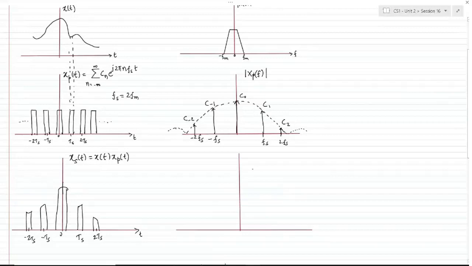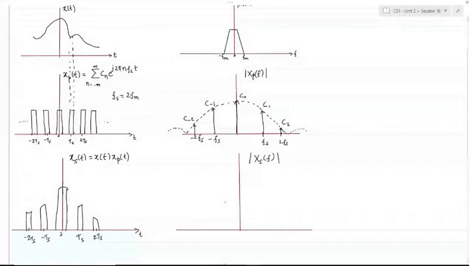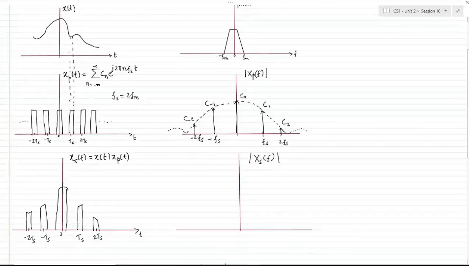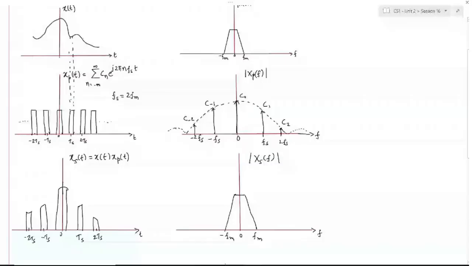Similarly, if I want to represent on the frequency domain part, xs of f would be what? At f is equal to 0, definitely it will have the similar property of your band limited signal at f is equal to 0. So this is varying between minus fm to fm. Then the next part is C1 times x of f minus fs.